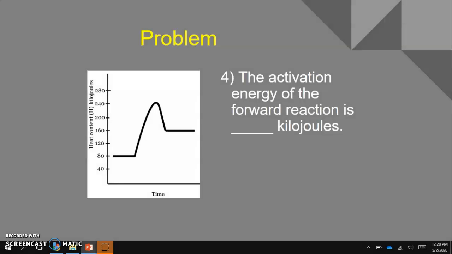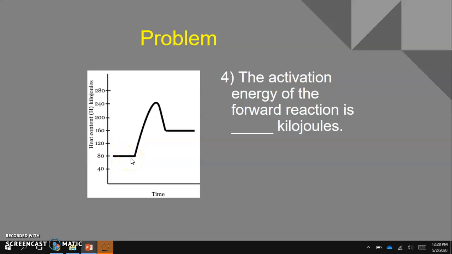So moving on to question number 4, this one's a little bit different. You're gonna have to do a calculation, and we all know we love math, right? So the activation energy of the forward reaction. Now remember, the activation energy is the energy required to actually get the reaction started. In terms of chemistry, we define it as the difference between the energy of the reactants and the energy it takes to form the activated complex. So we're going to take the difference between the energy of the activated complex and the energy of the reactants.